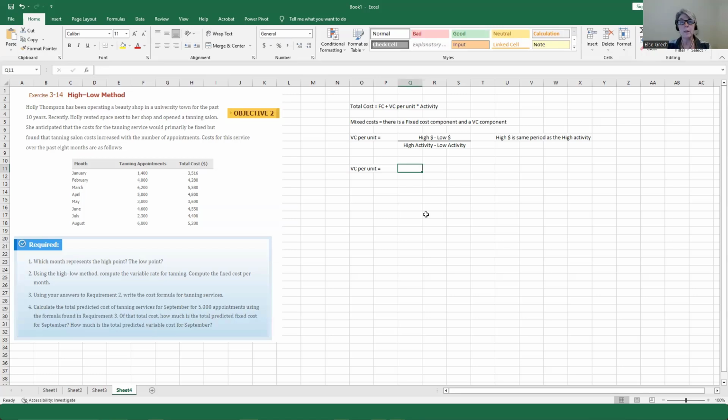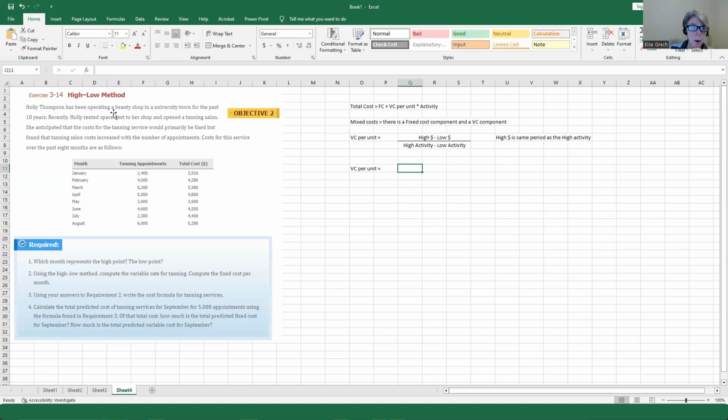We always use the activity because it's the activity that affects the variable cost. So the activity is driving the variable cost. The cost is not driving the activity. The activity is causing the variable cost to go up and down. And so because the activity causes the variable cost to go up and down, it's the activity that is the driver. So let's just read the question.